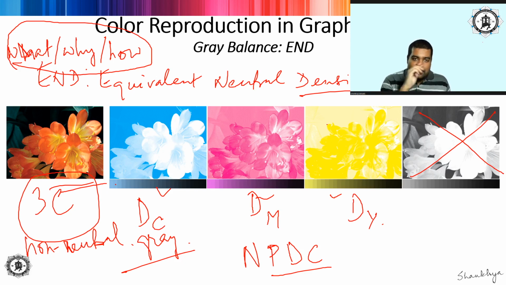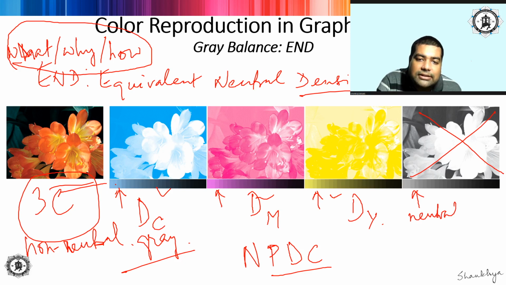So let me break it down a little bit further. Here we see these gray scales, right? This is the gray scale for cyan, this is for magenta, this is for yellow. Now think about this point in the grayscale, the same point in all of the grayscales. I am saying, what will be the dot percentage of this patch in each of the cyan, magenta and yellow grayscales, such that when we overlap them on top of each other, the resulting gray that we are getting is neutral in nature, right?